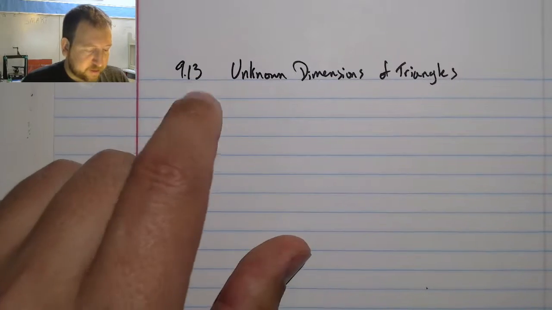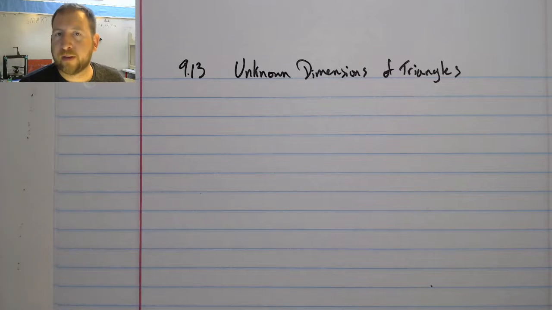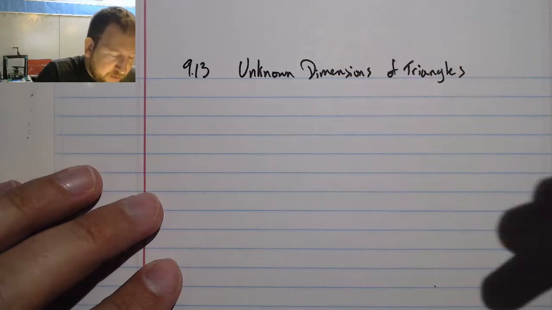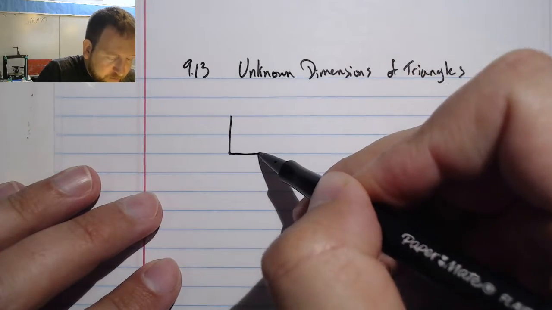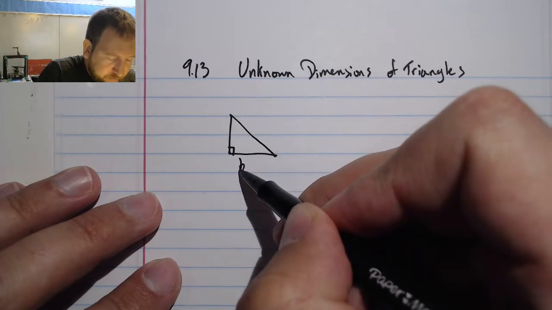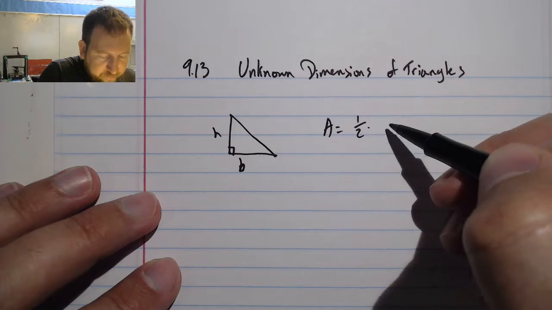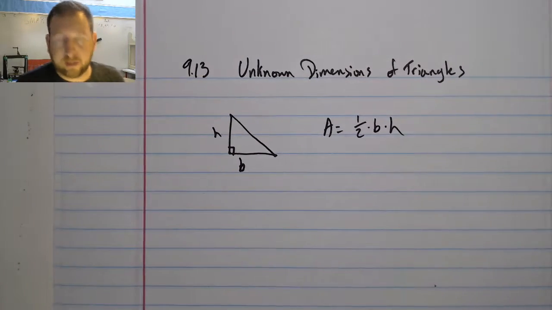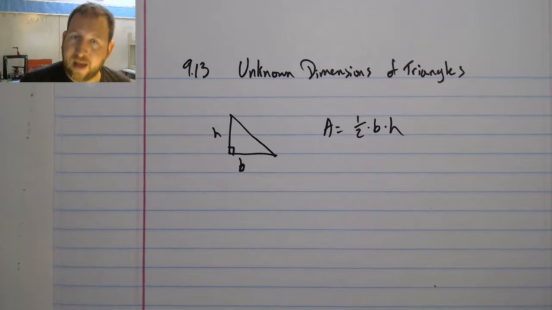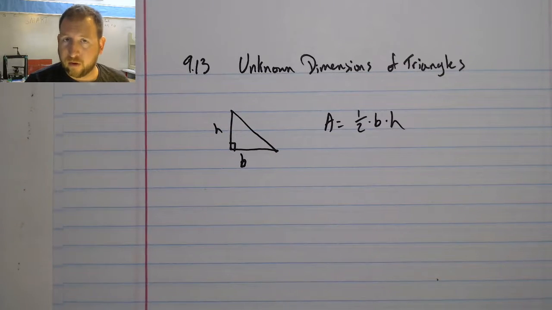All right, I want to talk about section 9.13, unknown dimensions of triangles. So we're going to do what we did with parallelograms, only this time with triangles, and it's just slightly more complicated. Recall last time that we were talking about triangles, and we have a base, that's a B, and a height, and our area is equal to 1/2 base times height, correct? Sometimes, though, we need to find the base or the height when we know the other two. So we need to go a little bit backwards compared to what we're normally given.